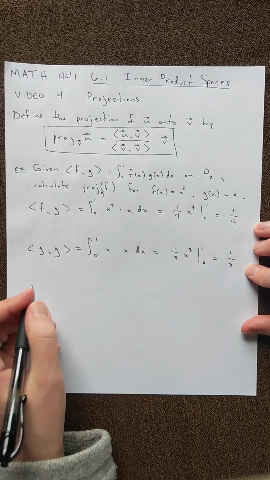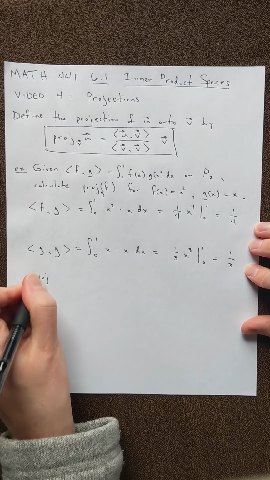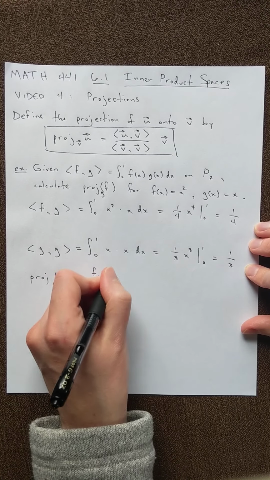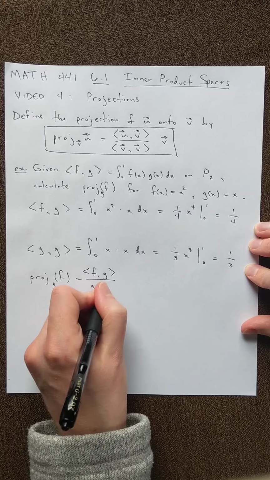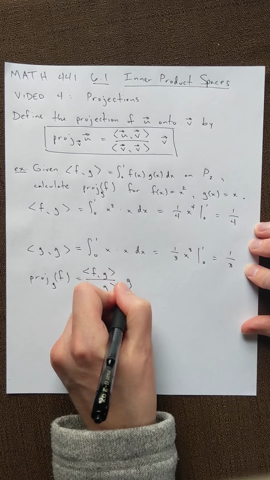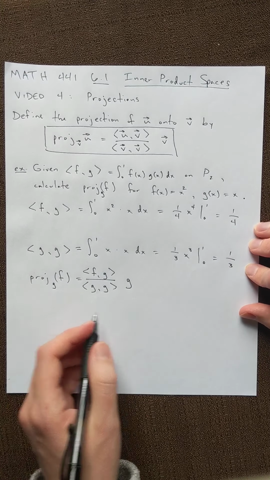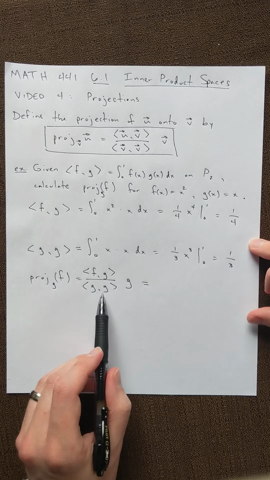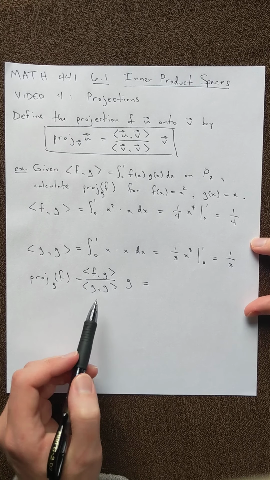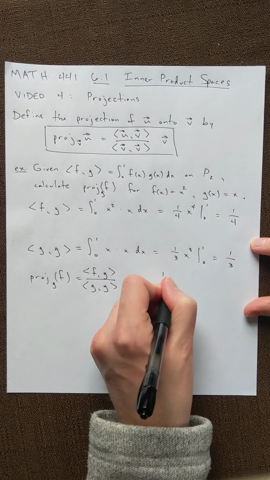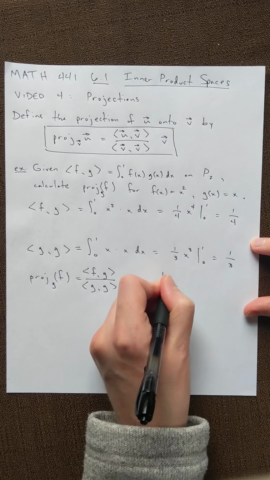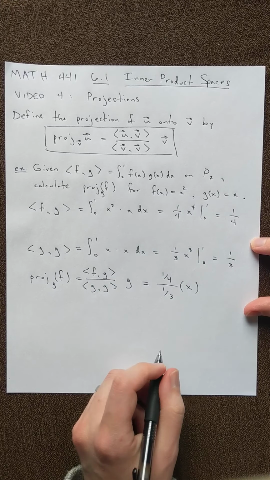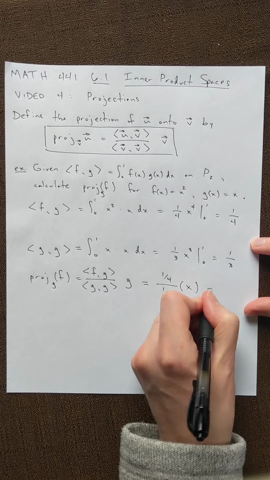And so the projection of f onto g should be the inner product of f with g divided by the inner product of g with g, multiplied by g. Okay, so we know the two numbers. Again, the inner product, like the dot product, spits out a number, so my numerator and denominator should be two numbers. We have 1/4 divided by 1/3, multiplied by g, which in this case is the function x. And let's see, what is this? This is 3/4 x.